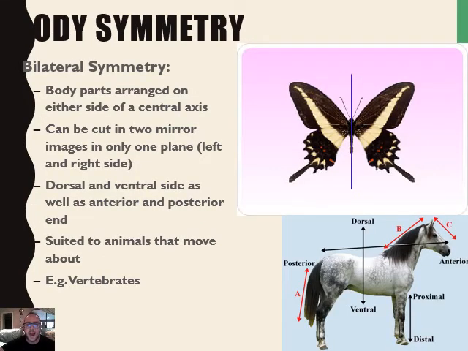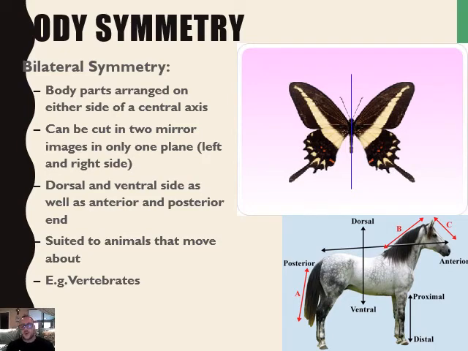Then we have the bilateral symmetry, which is what you are. So the body parts are arranged on either side of a central axis, so left and right, and can be cut into two mirror images in only one plane, so left and right hand side. The dorsal and ventral side, as well as anterior and posterior end.